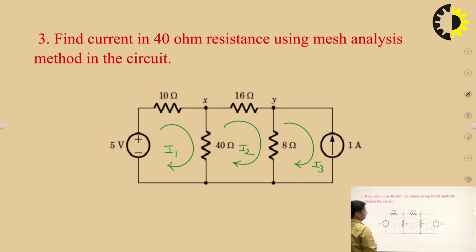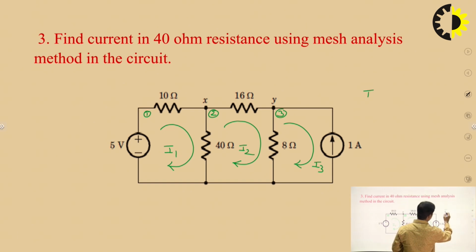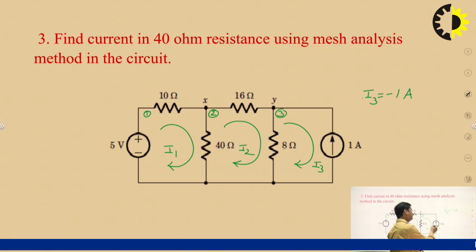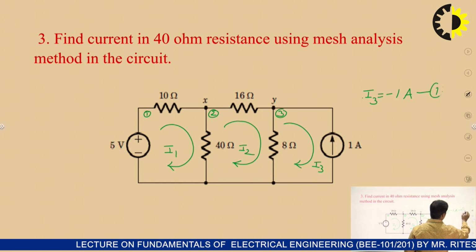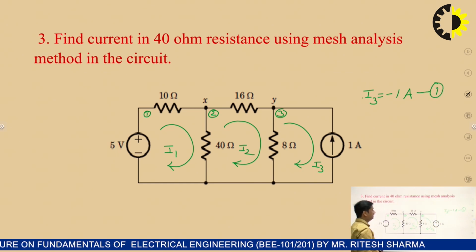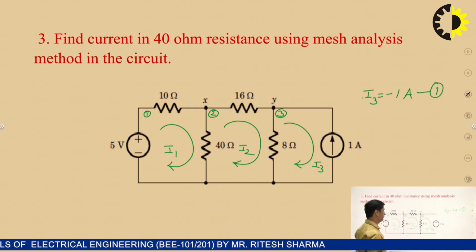Now let us solve. This is mesh number 1, mesh number 2, and mesh number 3. By seeing this circuit, there's a current source. Whenever there's a current source in any mesh, it gives you some information. Like in the third mesh, you can see directly that I3 is equal to minus 1 ampere, because the current source of 1 ampere is going in this direction, and I have assumed that I3 is going opposite. Hence, I3 will be equal to minus 1 ampere. Clear? This is equation number 1. Now we will apply KVL or the mesh equation in meshes 1 and 2, and then solve further.